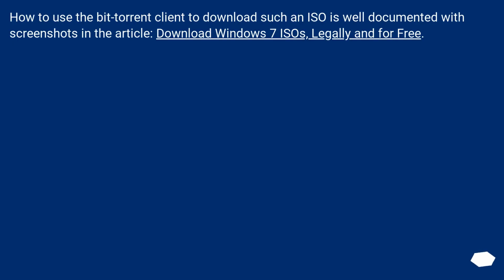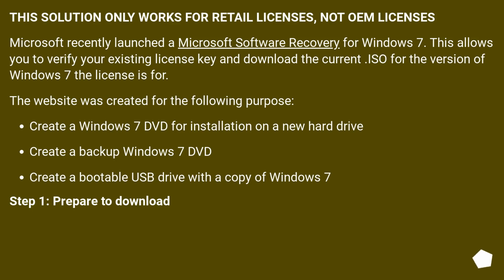How to use the BitTorrent client to download such an ISO is well documented with screenshots in the article, Download Windows 7 ISOs, legally and for free. This solution only works for retail licenses, not OEM licenses.